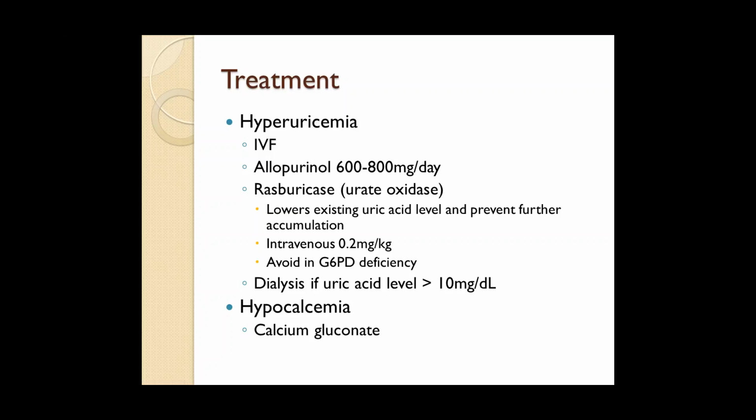Patients may also be candidates for urate oxidase or rasburicase. This is an IV medication used to lower existing uric acid levels and can also prevent further accumulation of uric acid in the blood. It's given at a dose of 0.2 milligrams per kilogram intravenously for up to 5 days, but should be avoided in patients who have G6PD deficiencies. Again, patients may require dialysis if their uric acid level is severe. And for patients who have hypocalcemia as a result of tumor lysis syndrome, this can be corrected with the administration of calcium gluconate.